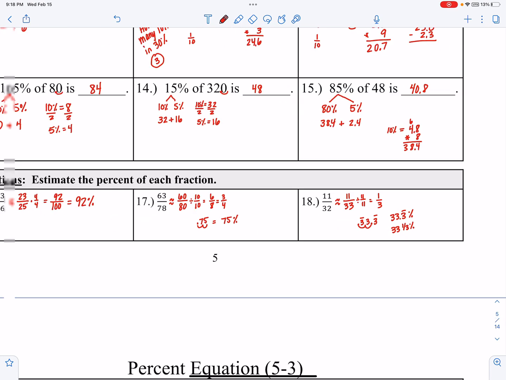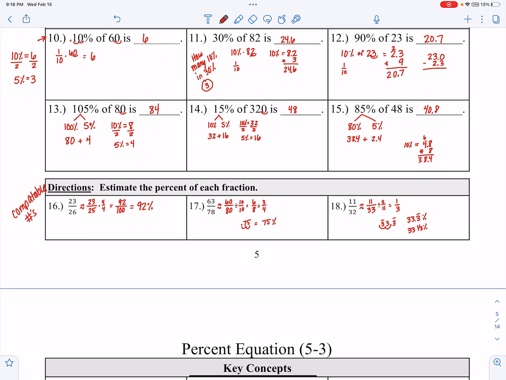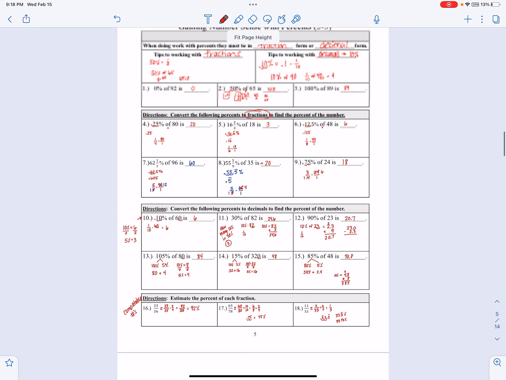Okay, and so that is how you can use compatible numbers to estimate what percent a particular fraction is, or score on a test or something like that. Okay. All right, there you go. So really focus on those strategies. I'm hoping that that helped you just understand some number sense behind how you can calculate the percent of a number.